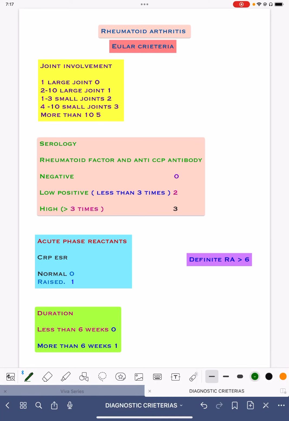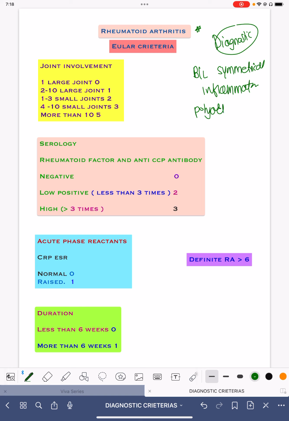Now, this is a very commonly asked clinical entity: how do you define rheumatoid arthritis, or how do you label someone as having rheumatoid arthritis, or what is the diagnostic criteria for rheumatoid arthritis? The simplest definition for rheumatoid arthritis is the presence of bilateral, symmetrical, inflammatory polyarthritis, which has to be there for at least more than 3 months.